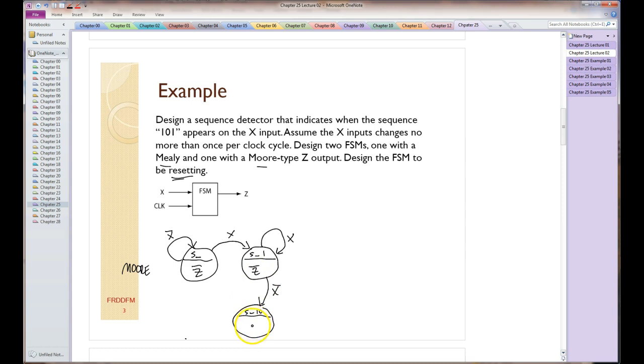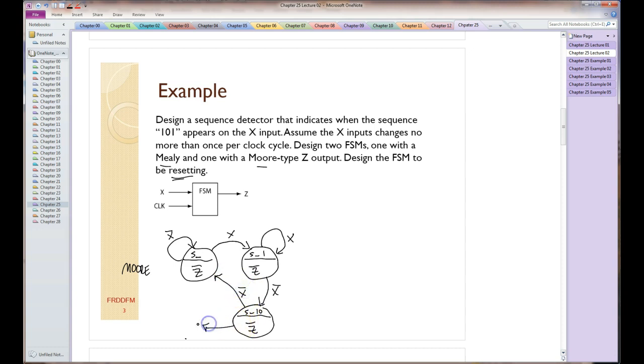Okay, in this state here, while we're at it, Z is also 0 because I still haven't found 101. In this state, 2 things can happen with the input. I can find a 0 or I can find a 1. If I find a 1, that's what I'm looking for. If I find a 0, such as 1, 0, 1, 0, 0, I have to start over. 0 is not what I'm looking for. And so we'll say X bar.